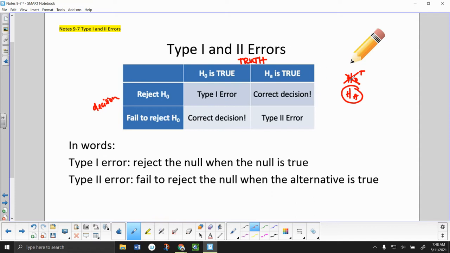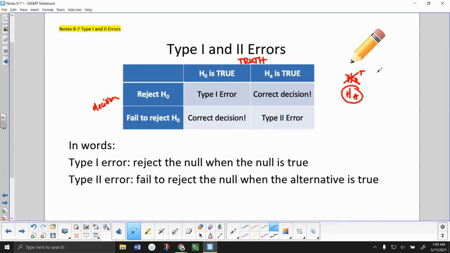So we reject the null and conclude the alternative. However, the null hypothesis is actually true in real life. If we reject the null and the alternative is true, then that's not an error, that's a correct decision.